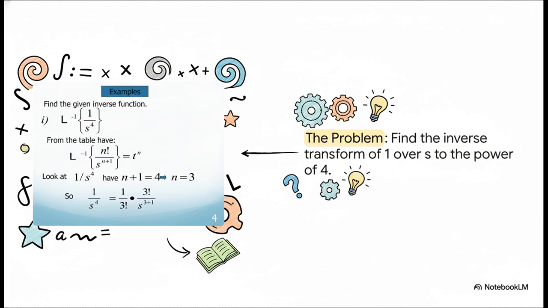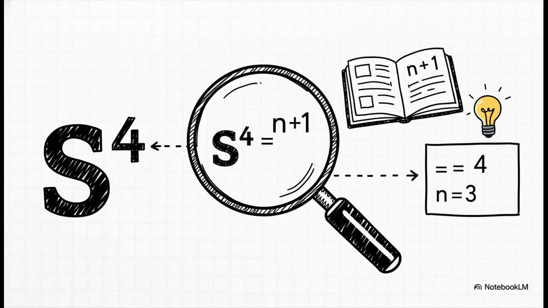Now, if we look at our table, it doesn't quite match perfectly, at least not yet. So we scan our map and we spot the powers of t rule. Our denominator is s to the 4th, right? And the rule's form is s to the n plus 1.